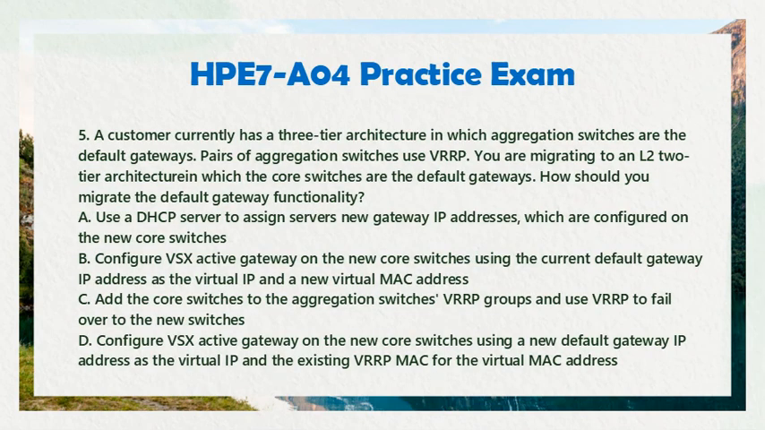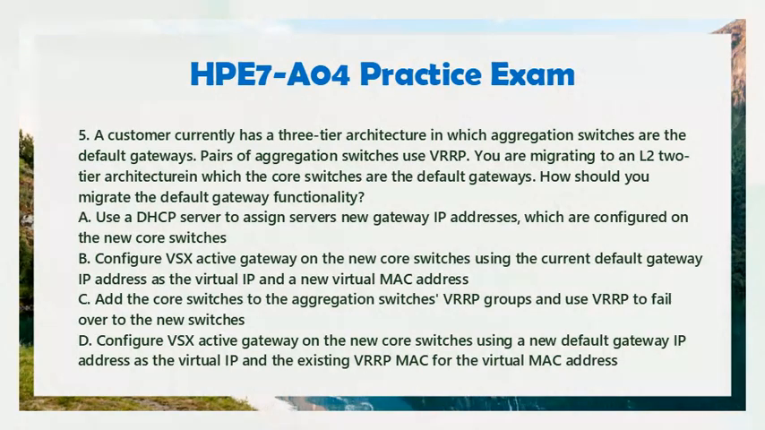5. A customer currently has a three-tier architecture in which aggregation switches are the default gateways. Pairs of aggregation switches use VRRP. You are migrating to an L2 two-tier architecture in which the core switches are the default gateways. How should you migrate the default gateway functionality?